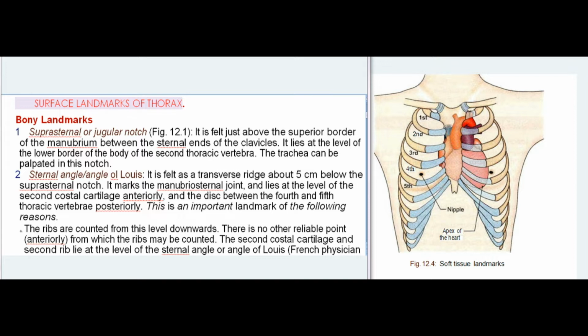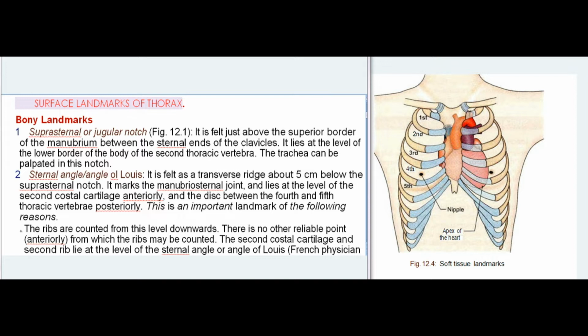2. Sternal angle, angle of Lewis. It is felt as a transverse ridge about 5 cm below the suprasternal notch. It marks the manubriosternal joint, and lies at the level of the second costal cartilage anteriorly, and the disc between the fourth and fifth thoracic vertebrae posteriorly.